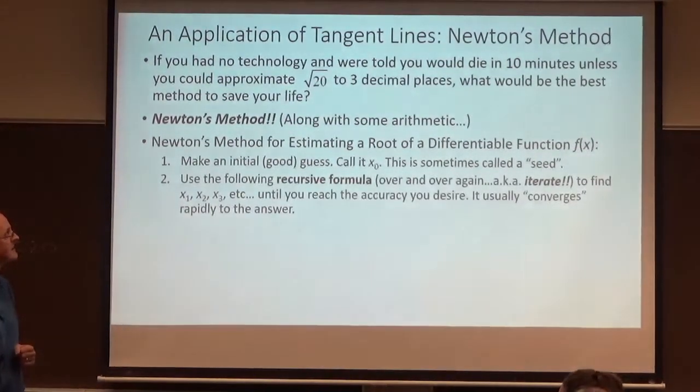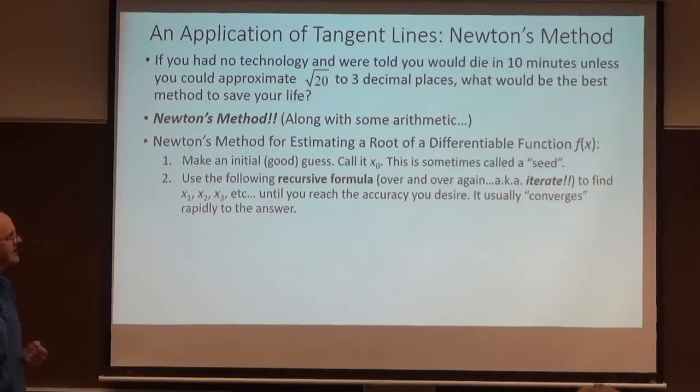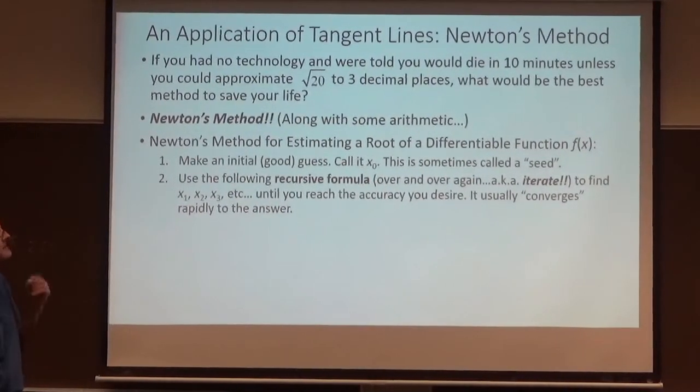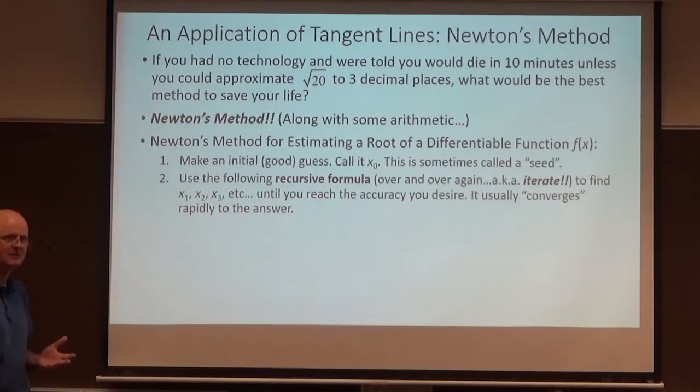Secondly, you use the following recursive formula, and in step 2, really you do it over and over again. You iterate. Define some other numbers, x1, x2, x3, until you reach the accuracy you desire. I'm saying 3 decimal places, 3 places after the decimal. Newton's method usually works pretty well. It usually converges pretty rapidly to the answers. I'm going to just do a couple steps and see how close we are.